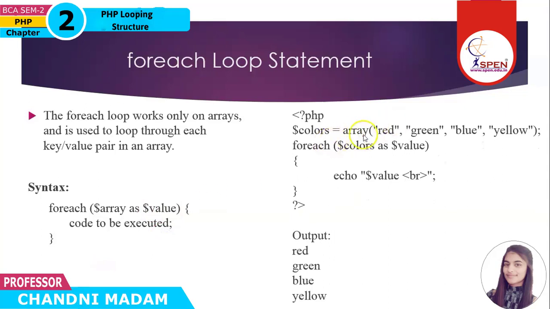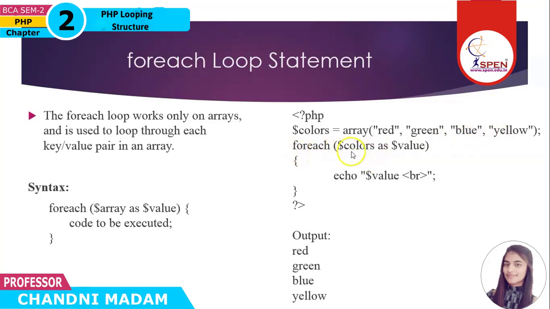Here we have created one array and given it the name colors. In the array we have 4 values: red, green, blue and yellow. Now we have to retrieve all values one by one and print them. In that situation we use a foreach loop.